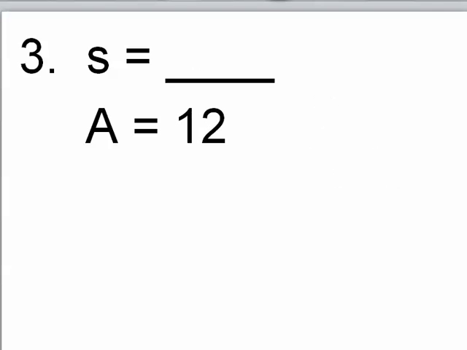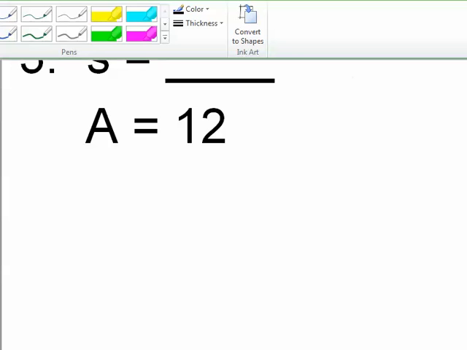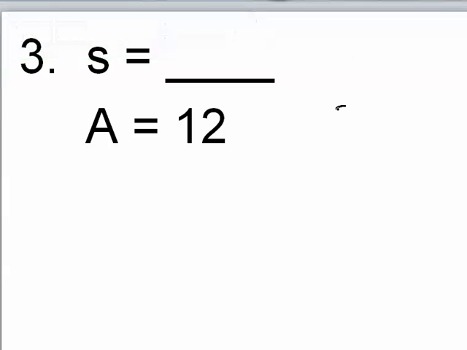Number 3, still working with squares. If the area of our square is 12 and we need to find the length of a side, we're going to find the square root of 12 because side squared is 12. So we do the square root. Do not give decimal answers. We are going to simplify the square root.